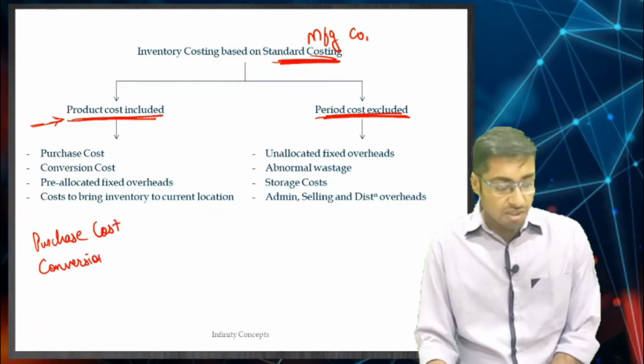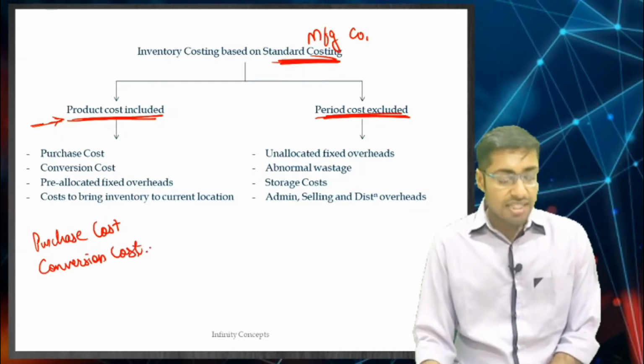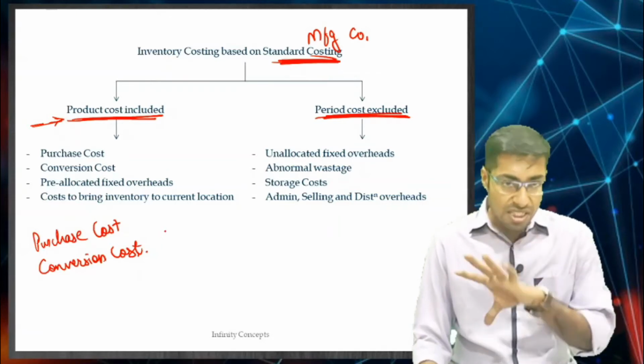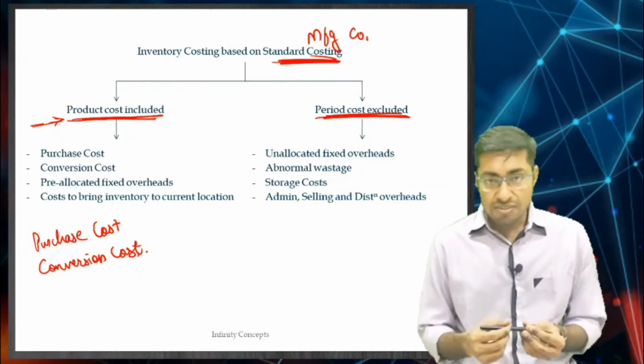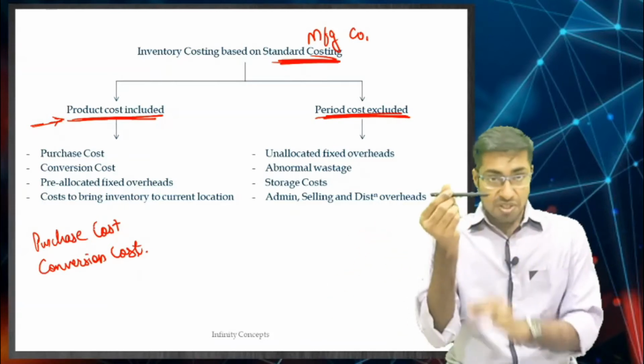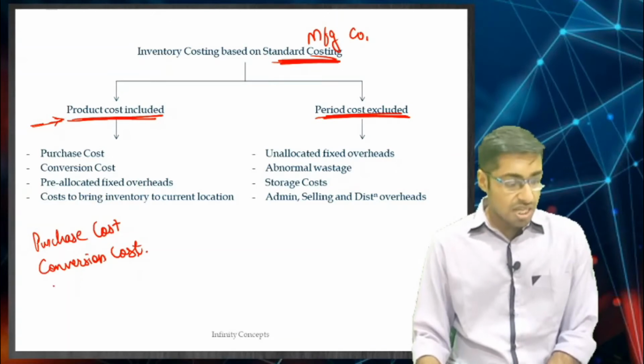conversion cost. So, conversion cost means all the labor cost and all the other things that are required. So, labor, wages, and all that cost is the conversion cost to convert this from raw material to this particular pen. So, whatever the labor cost etc. is, that is the conversion cost.